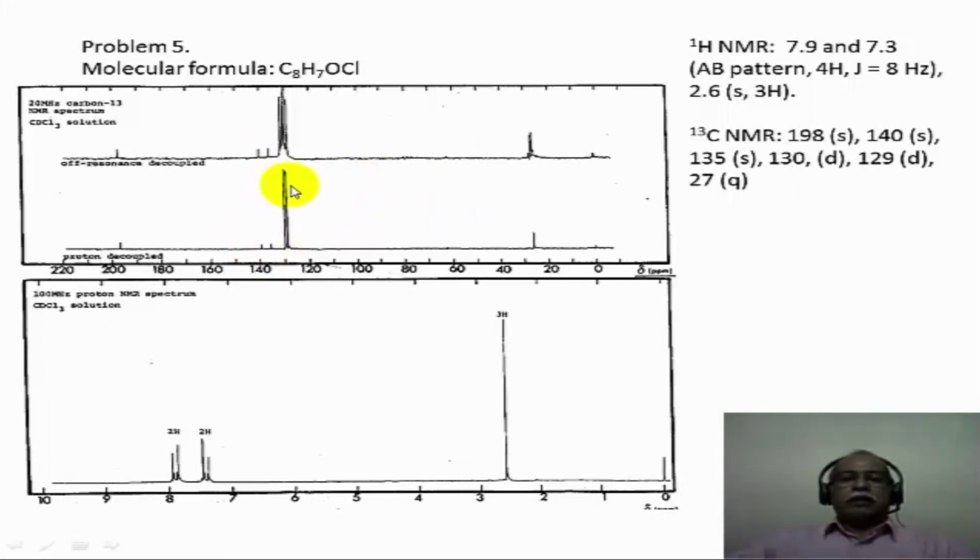Then 2 other signals are seen. It is not very well resolved in the spectrum. Almost overlapping signals are what is seen, and each of them appears to be a doublet in the off-resonance spectrum. So there are 2 CH carbons and 2 quaternary carbons in the aromatic ring corresponding to a para-disubstituted skeleton.